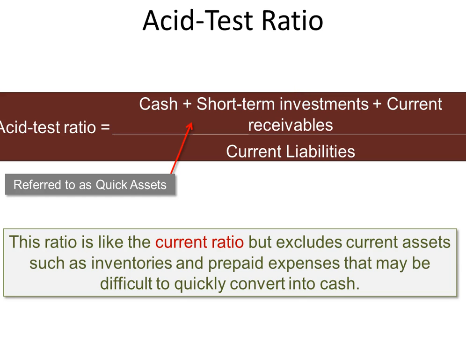The acid test is a more severe version of the current ratio. So now you're taking the cash, short-term investments, and current receivables. Basically, what you're taking out of the current assets is your inventory, because the inventory hasn't been sold yet. And now you're dividing that into current liabilities. So it's a more severe current ratio, and that's the acid test ratio. Again, this is used extensively in industry.